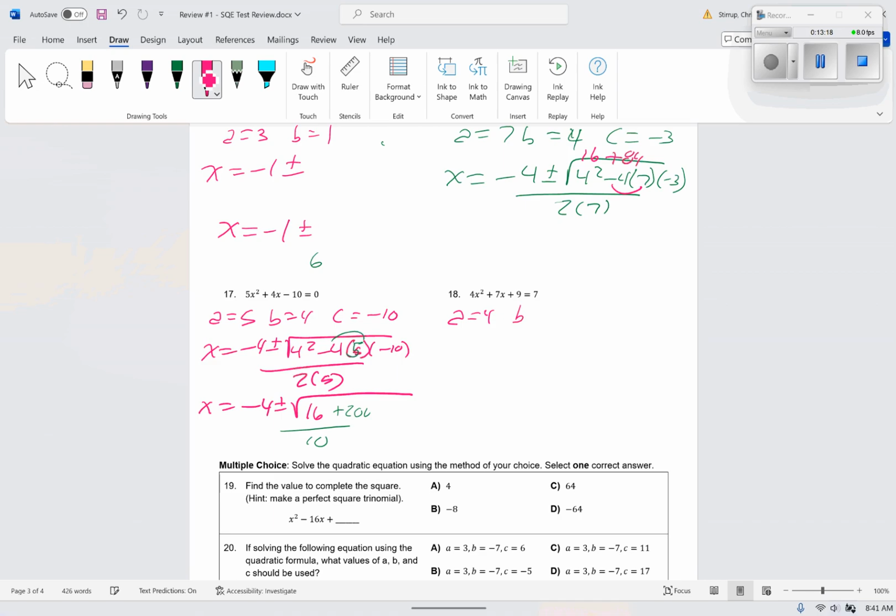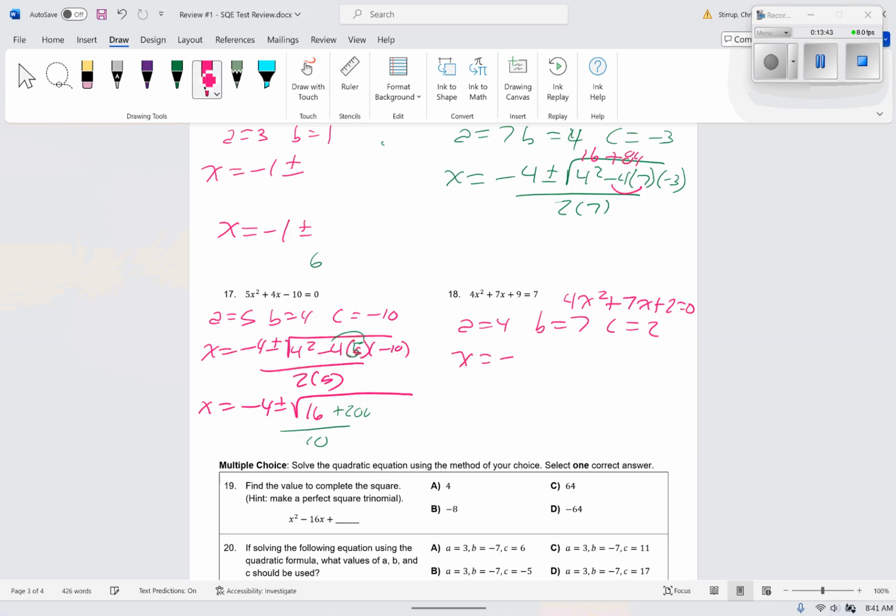A equals 4, B equals 7, C. Oh, wait, on this one, what do we have to do? It's equal to 7, isn't it? So I'm going to subtract 7 from both sides first. So if I subtract 7 from both sides, I'm going to wind up with this equals 0. And then my A value is 4, my B value is 7, my C value is 2. If you don't do this, your answer is not going to be right.